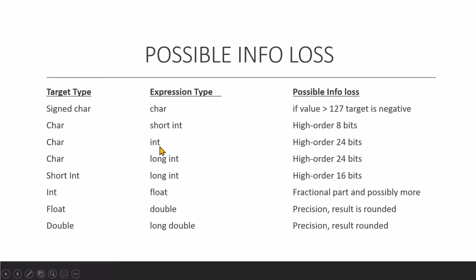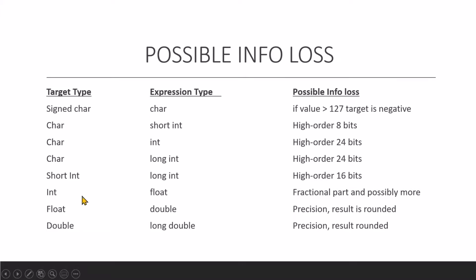Similarly, when we move int to char, because int, remember, is 4 bytes, which is 32 bits, and char is 8 bits or 1 byte, we're going to lose 32 minus 8, which is 24 high order bits. Similarly, if you move long int to char, you're going to lose high order 24 bits. You move long int to short int, you're going to lose high order 16 bits because long int is 4 bytes or 32 bits, but short int is 16 bits.